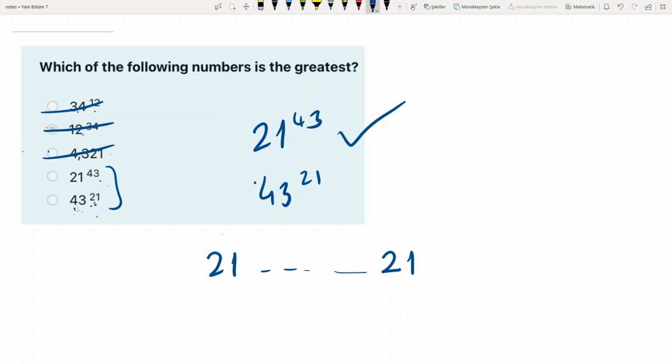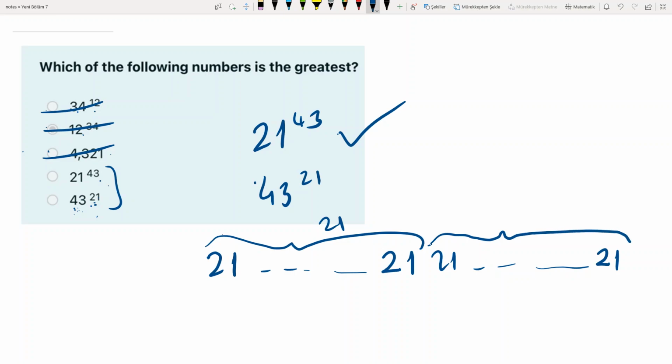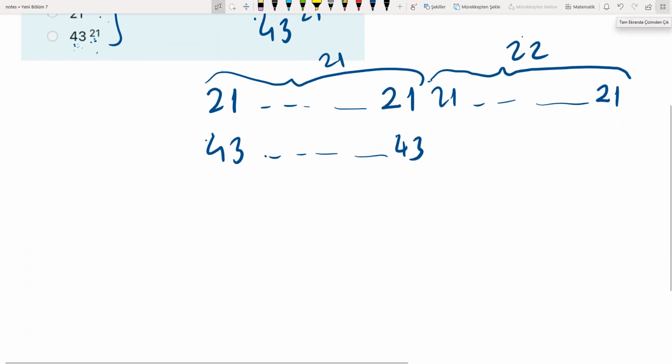21 21s. Let's say there are 21 21s, and then to make 43, we have 43 minus 21, which is 22 more 21s. They are all multiplied. Now we have 43s. How many 43s? 21 43s. Okay, which one is greater? They are all multiplied. Don't forget that.